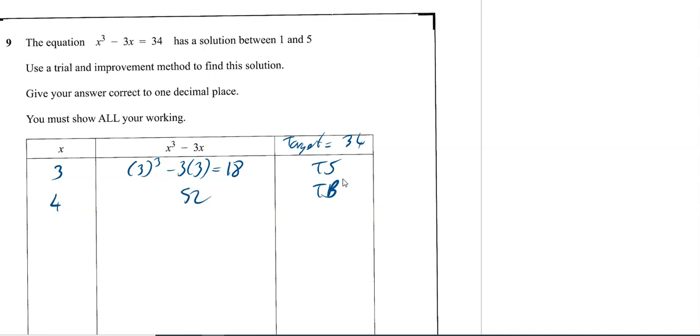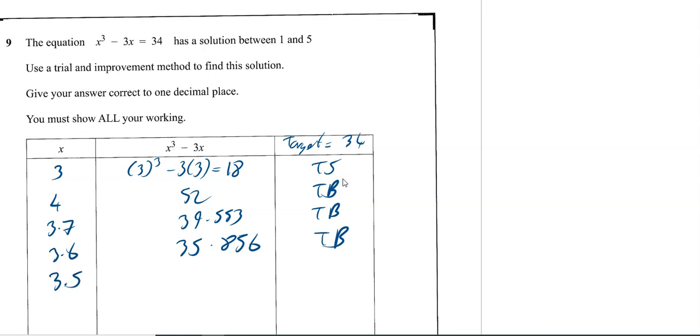So this is guesswork here, I'm going to try 3.7. So put in 3.7. And that gives me 39.553, which is still too big, not too much, too big. I'm going to try 3.6. So again, change that to 3.6. Oh dear, it's still too big. The next one has to be the right one. Still too big. And then 3.5 we'll try, hopefully. Hopefully this is smaller than 34. And it is, thankfully.